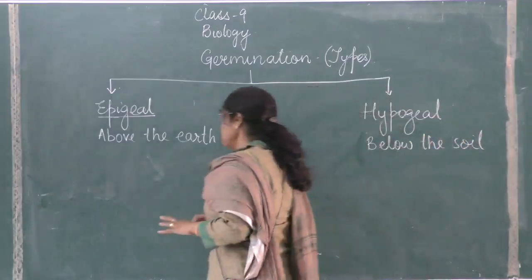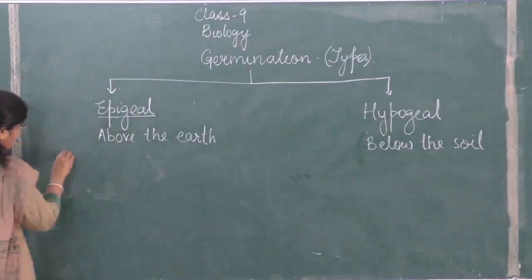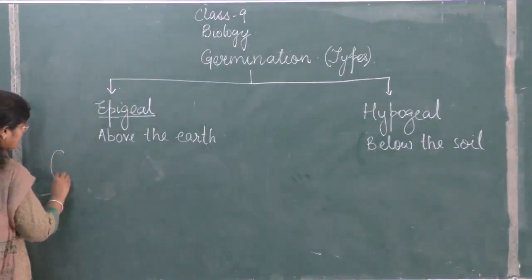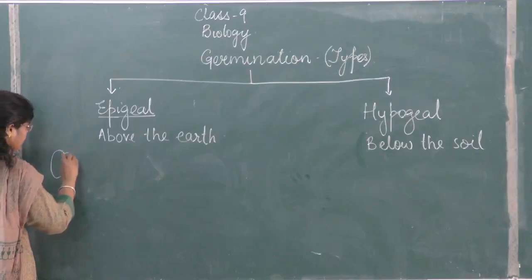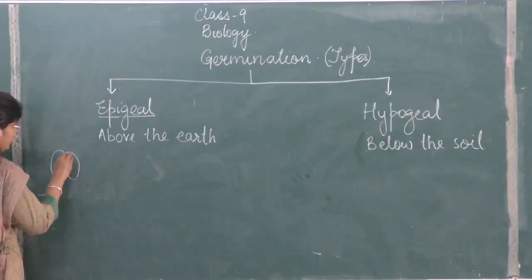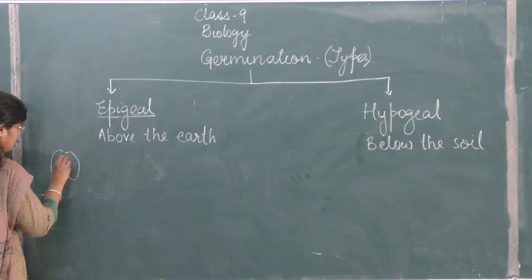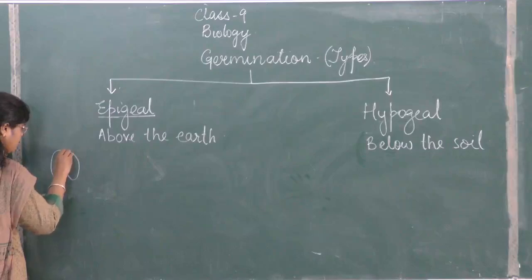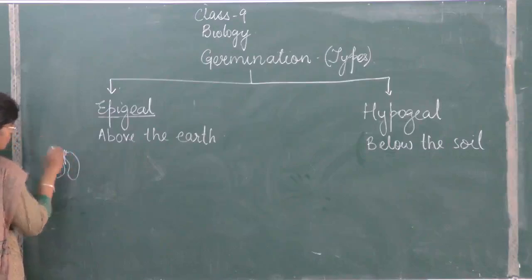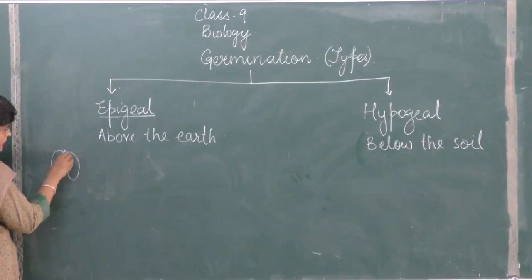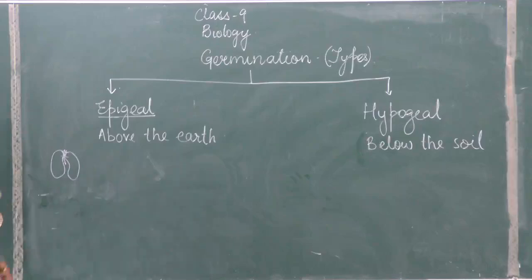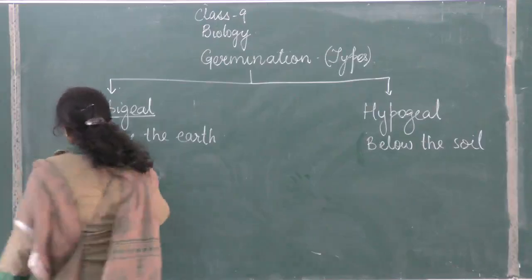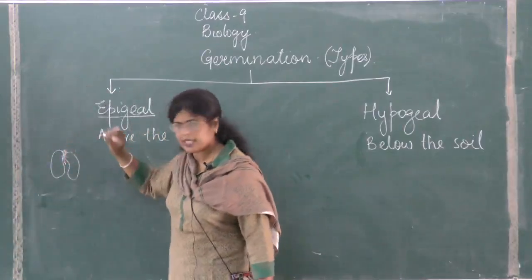Now, when you are seeing a cotyledon, you will find that there is an embryo. This is the embryonic axis. The part below the embryonic axis is hypocotyle. Above is epicotyle. We have already done this. Is it clear? Above is epicotyle and below is hypocotyle.